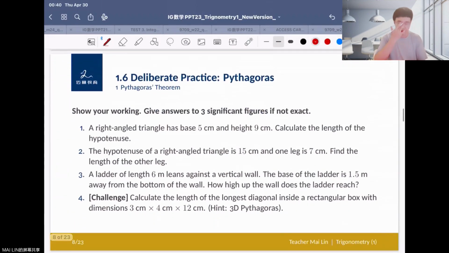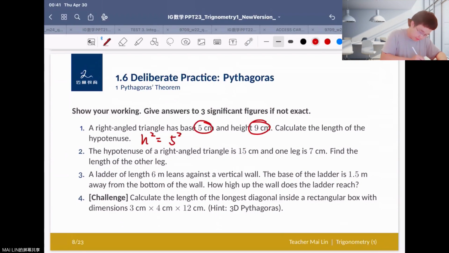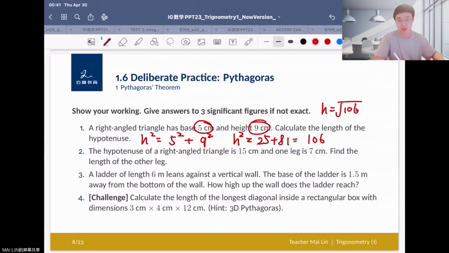Here is some little practice for you. If you want to try yourself, you can pause the video and do it yourself, but you can also follow along with me. The first problem: a right angle triangle has a base of 5 centimeters and a height of 9 centimeters, and you want to calculate the length of the hypotenuse. So h squared equals 5 squared plus 9 squared, which is 25 plus 81 equals 106. So the length of the hypotenuse is square root 106.